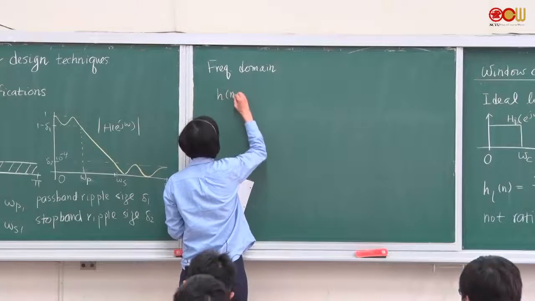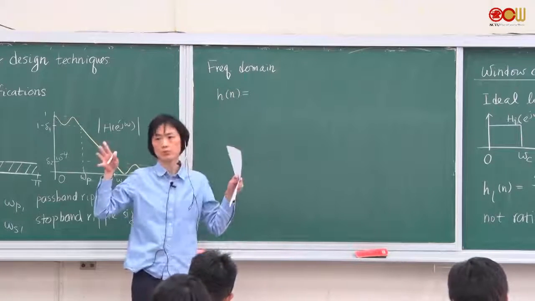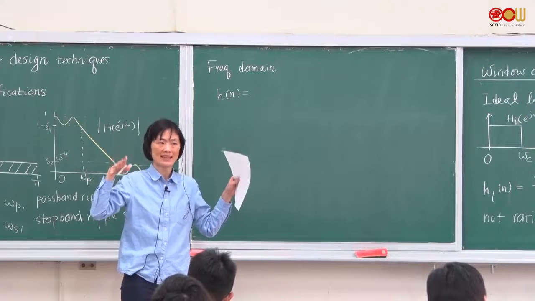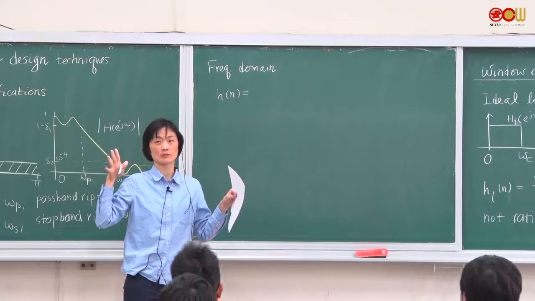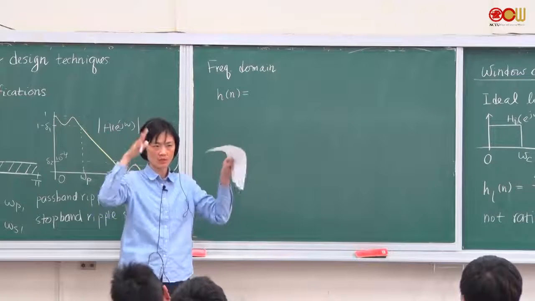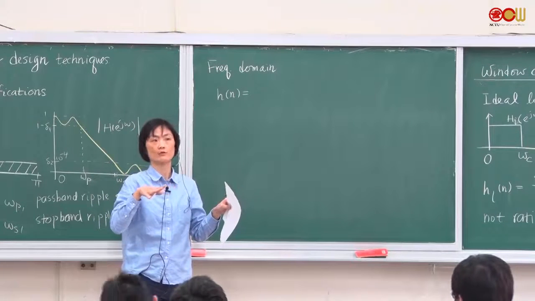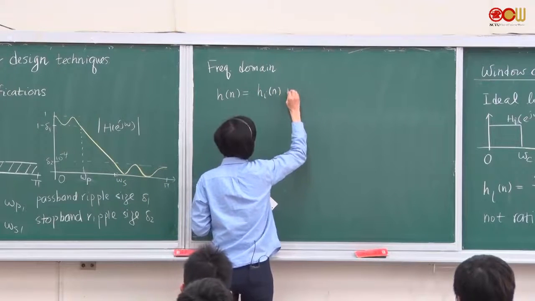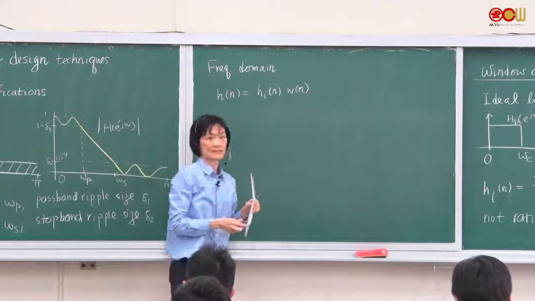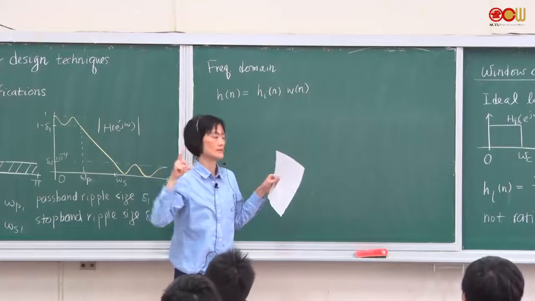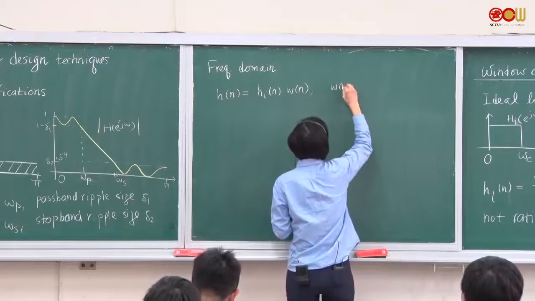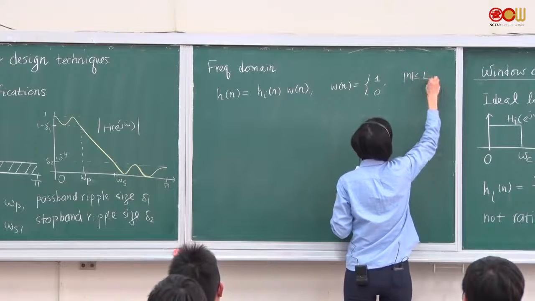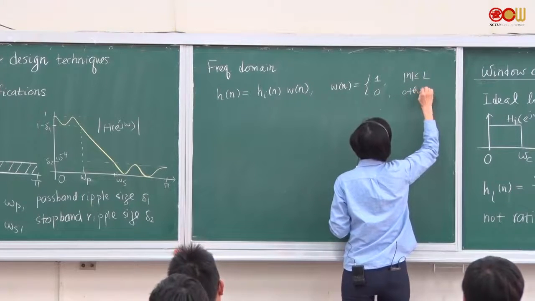Let's first understand what h[n] is. h[n] is simply a part of the ideal low-pass filter, so it's an operation that we have talked about. How do we take a part? When we take a part, it's like multiplying with a window. It's the product of h_i[n] and a window w[n], and this w[n] is 1 for n less than or equal to L, and 0 otherwise.